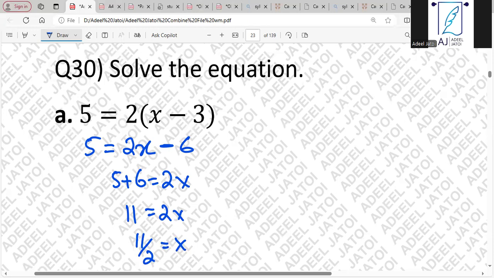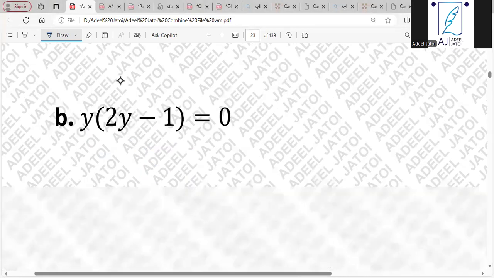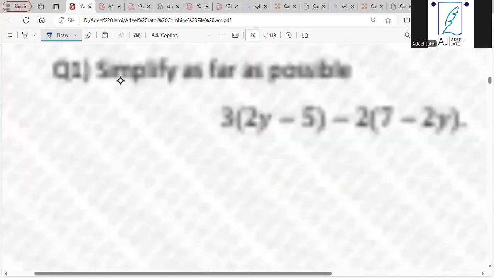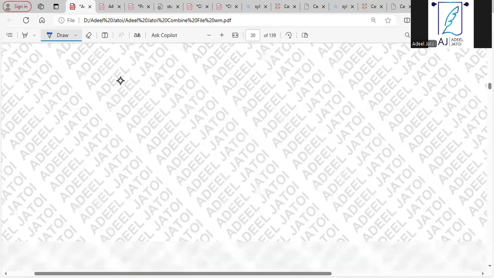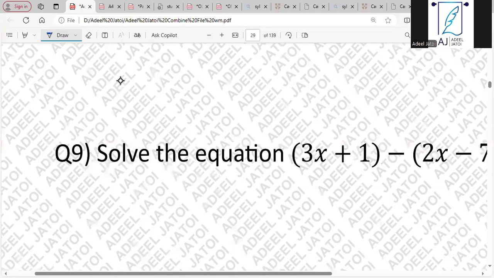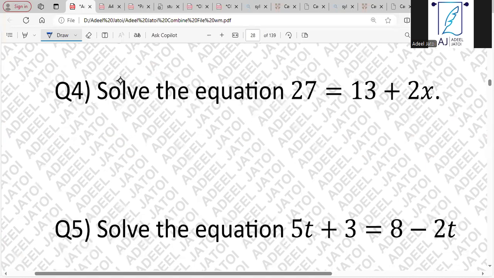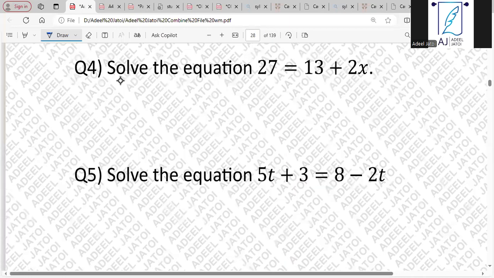Is it all clear? Yes. Okay. Since we are doing equation questions, what I want you to attempt now is question number 4 and question number 5, both. Question number 4 and question number 5.